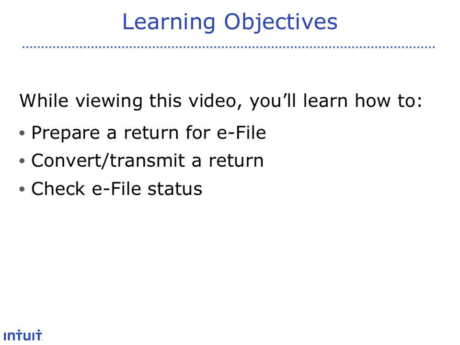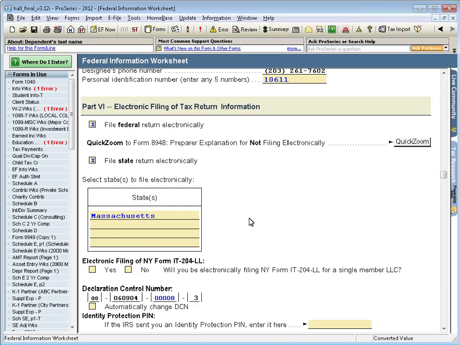In this video, you'll learn how to prepare a return for e-file, convert and transmit a return, and check e-file status. In another video, we talked about setting your options. When filling out your options, you would have filled out the firm and preparer information and your firm's EFIN number. To make sure your return is ready to be e-filed, review your Federal Information Worksheet, the e-file section.